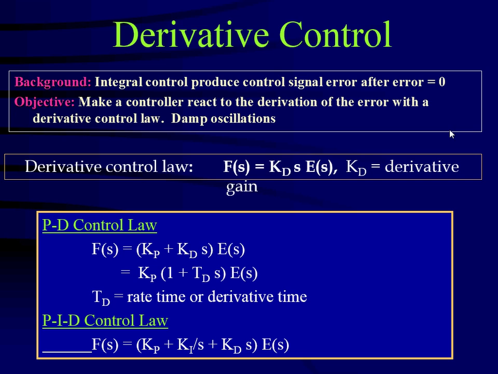And finally, there is derivative control. When you have derivative control, you can also modify the input to the system, and in here the integral control produces some signal error, and in this case we would like to make a controller react to the derivative of the error with some derivative control law. This is used to dampen oscillations.